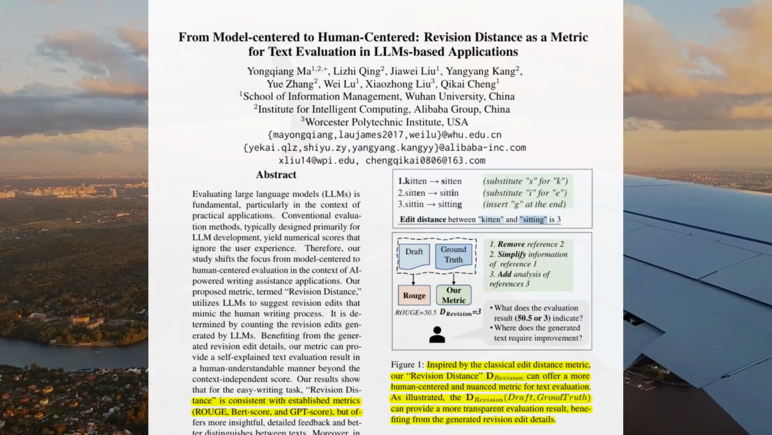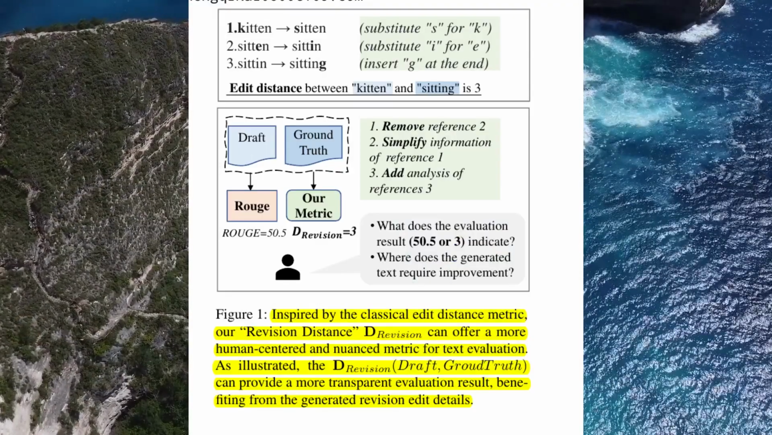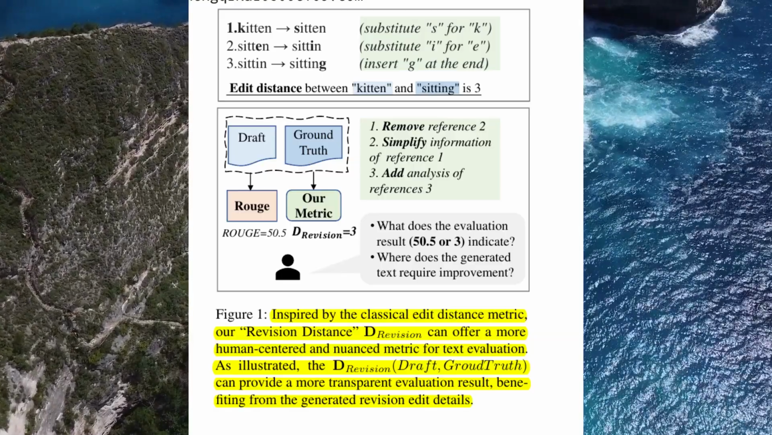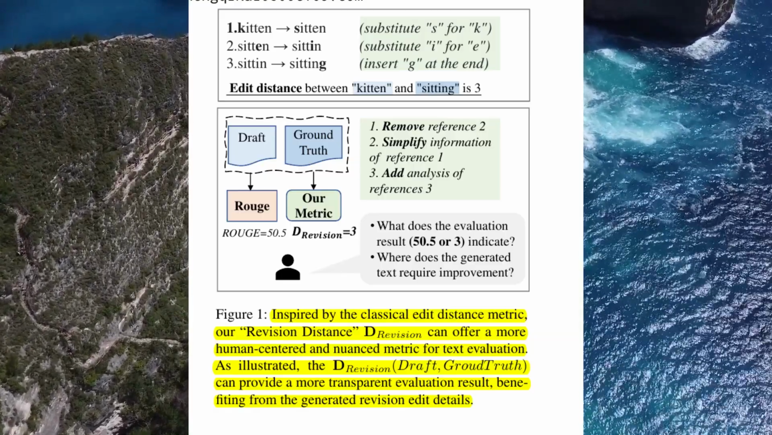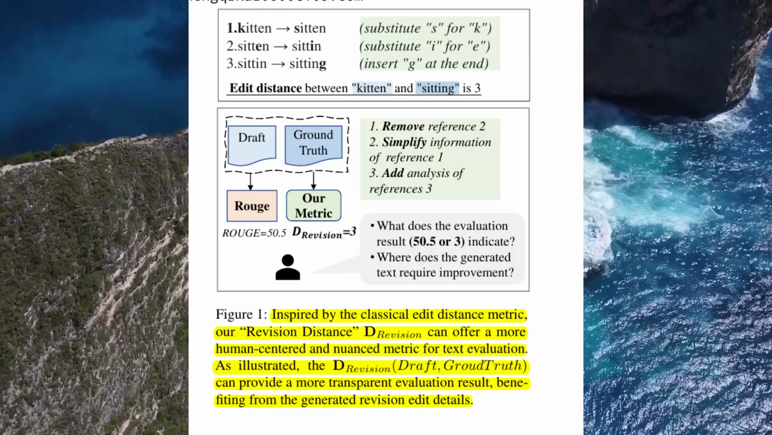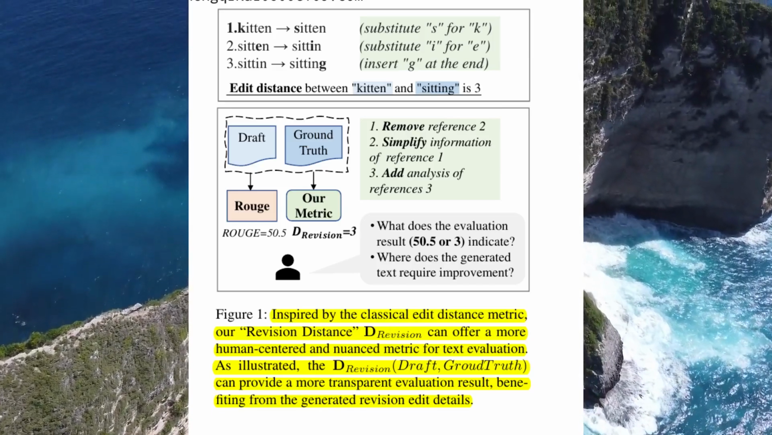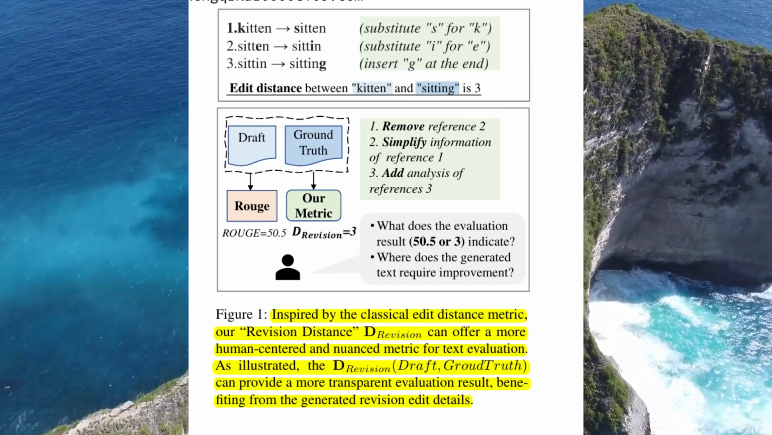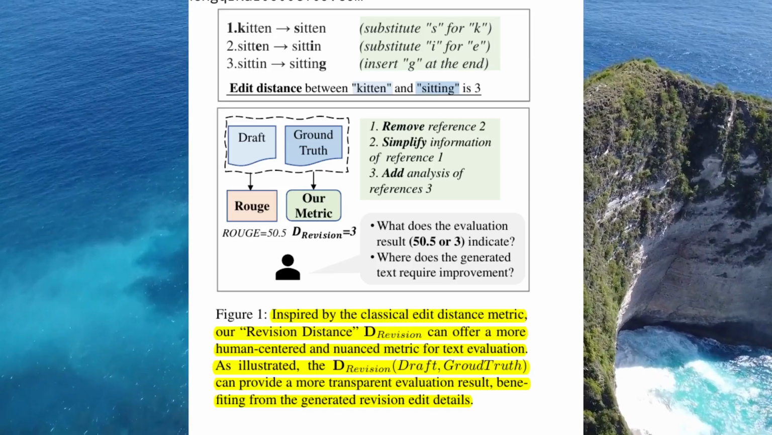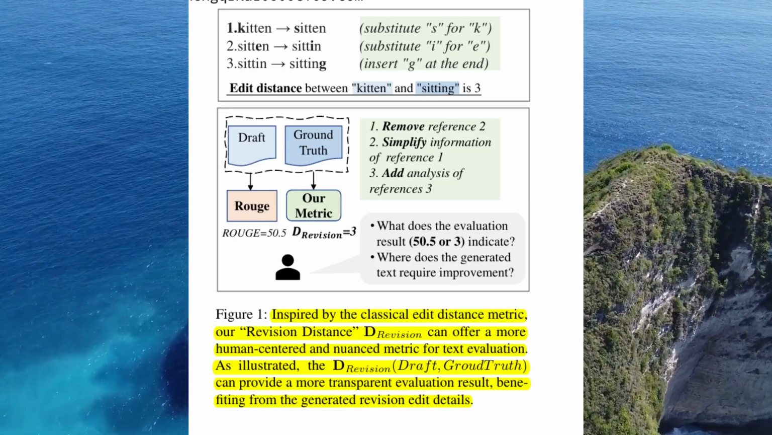Imagine a scenario where a developer uses Rouge to evaluate LLM-generated text within a writing assistant application. While Rouge might indicate a high similarity score, it provides no insight into the actual user experience. Was the generated text helpful? Did it require further editing? These crucial questions remain unanswered, highlighting the need for a more human-centered approach.